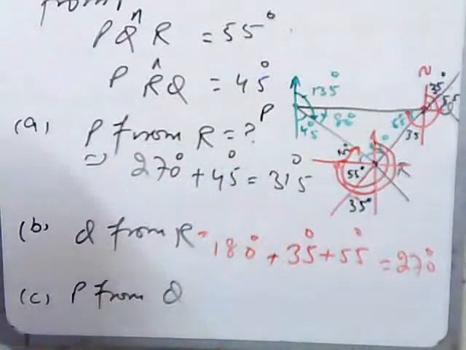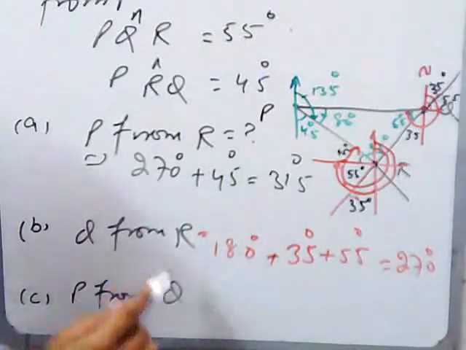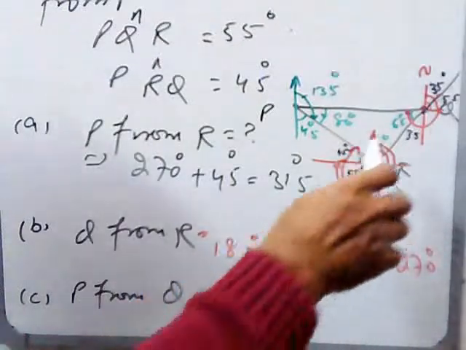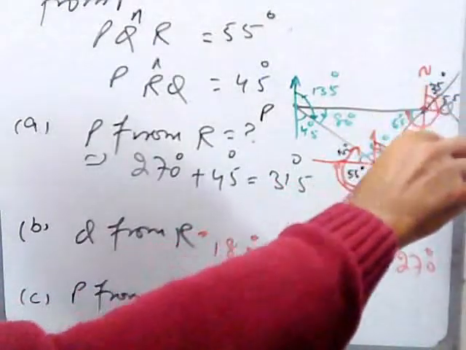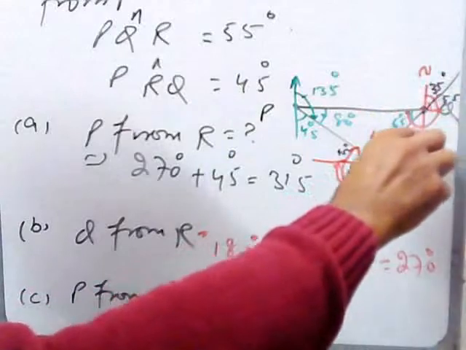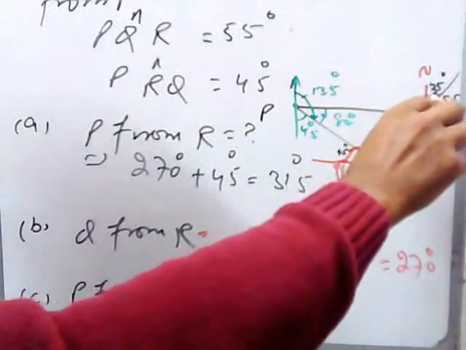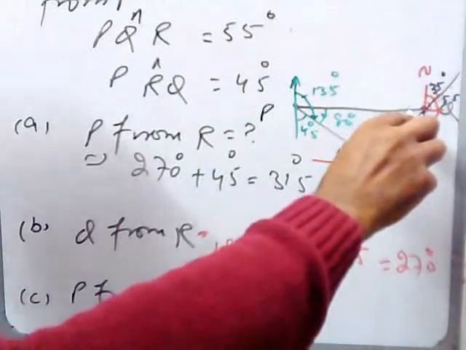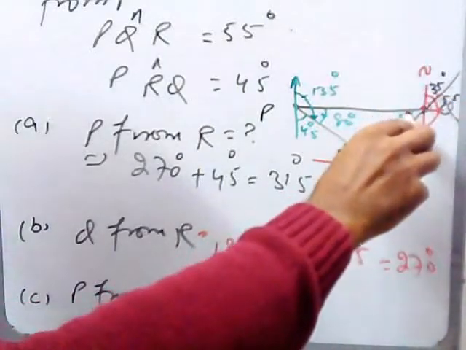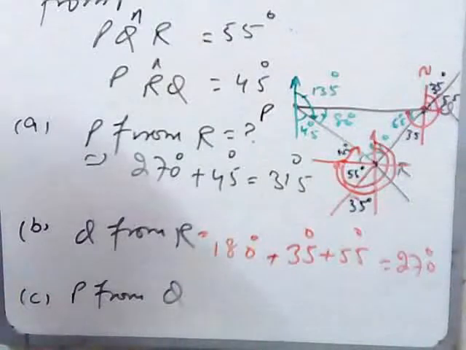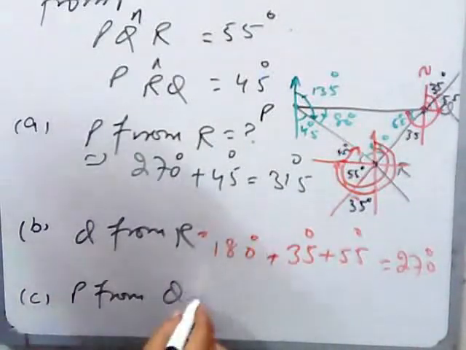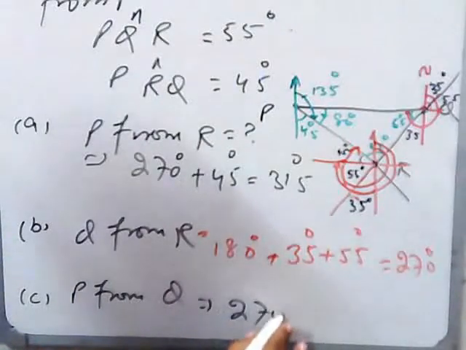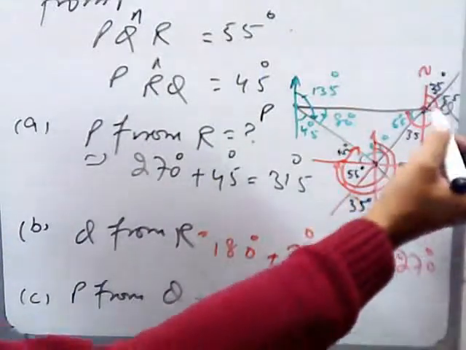The last one is the bearing of P from Q. Now we have to rotate from Q up to P. For example, I initially told you that it is up to here. If I start from here, once again 180, 270, it is up to 270. But you know the actual position is 270. This implies that 270 minus how much?